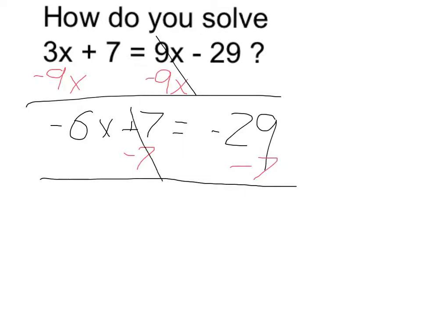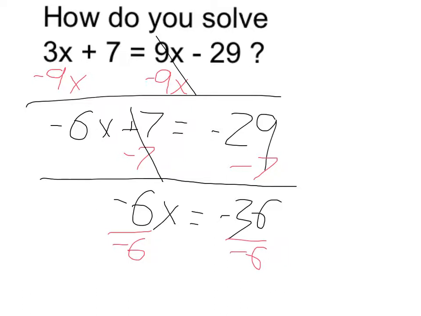Anyway, if I subtract 7 on both sides, those cancel and I get negative 6x is equal to negative 29 minus 7, so it's going to go down 7 more to negative 36. And finally, I can divide by negative 6 on both sides, and my answer is that x itself has to equal negative 36 divided by negative 6, which is a positive 6.